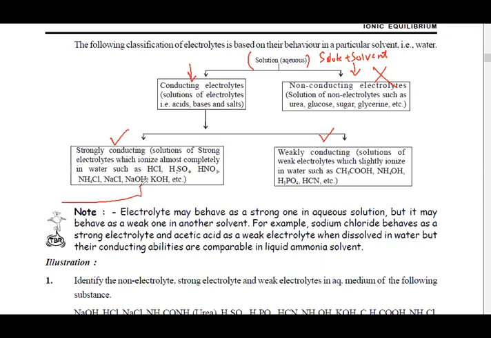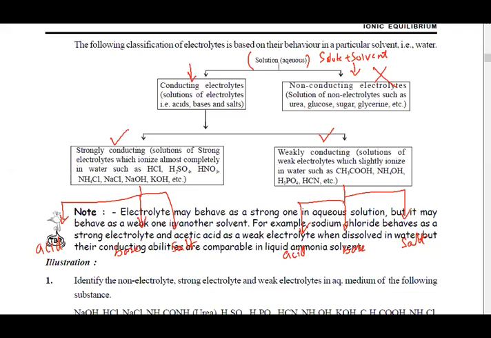Now, these can further be divided into three types: acid, base, and salt. Got it, everyone? Now, what do you think? We are talking about which chapter? Ionic equilibrium. We're talking about equilibrium.